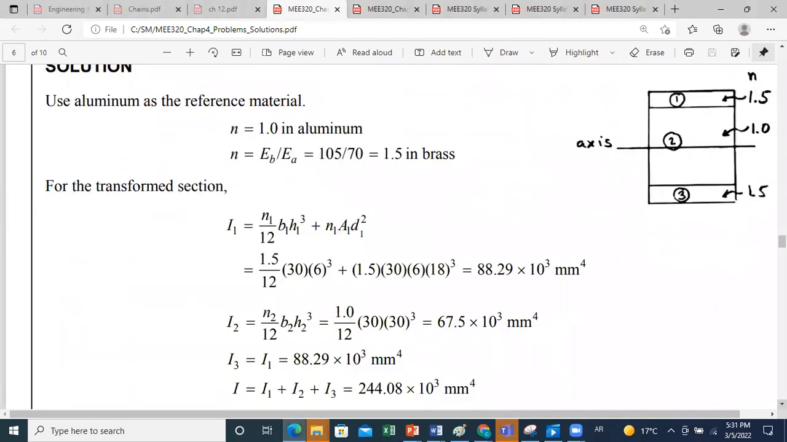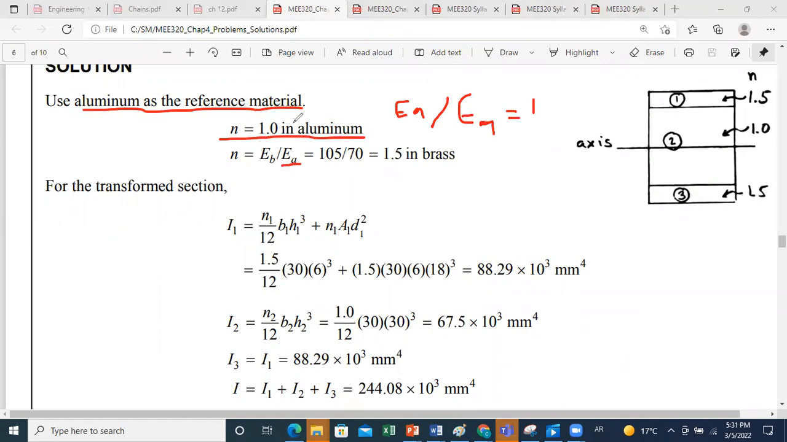Okay, so as we said, the first step is to select the reference material. As I told you, you have the freedom of selecting it as aluminum or taking the other type of material here, which is brass. But in general, we consider that the reference is the material of smallest modulus of elasticity. So for aluminum, n is just equal to 1, because for aluminum, n is equal to E aluminum over E aluminum. So it's 1.